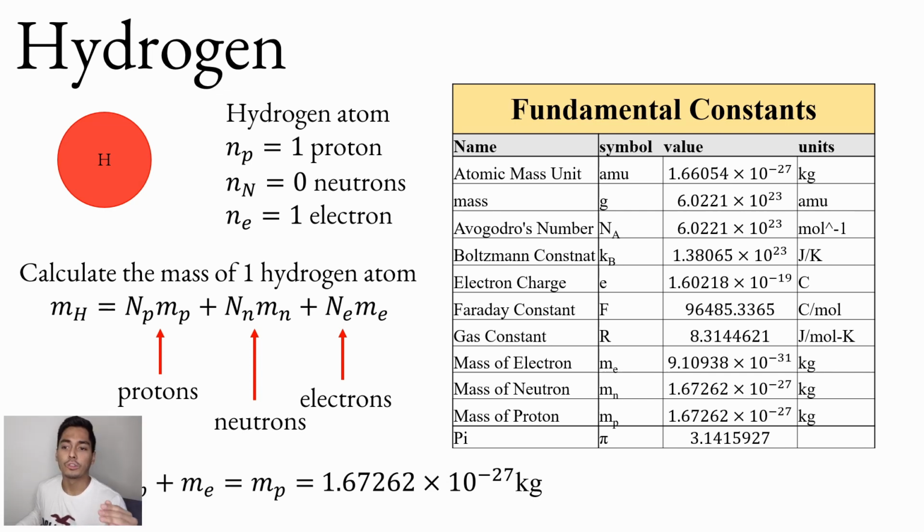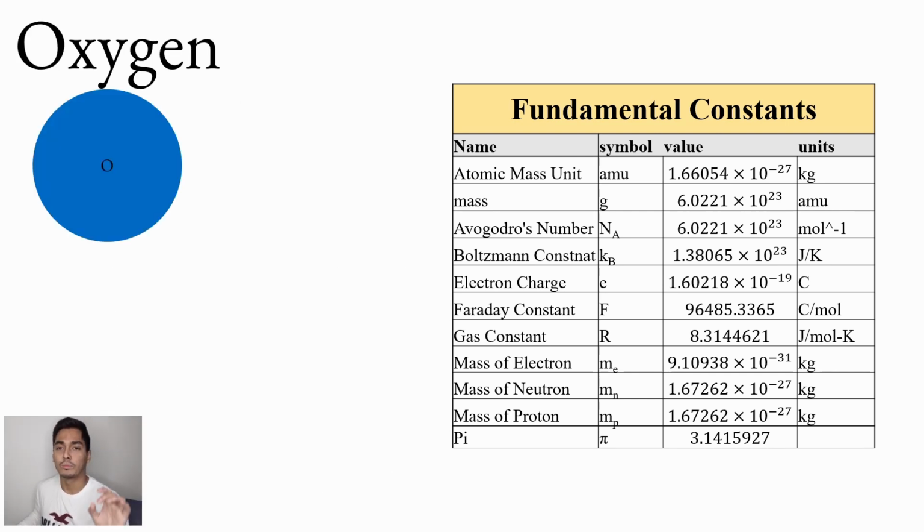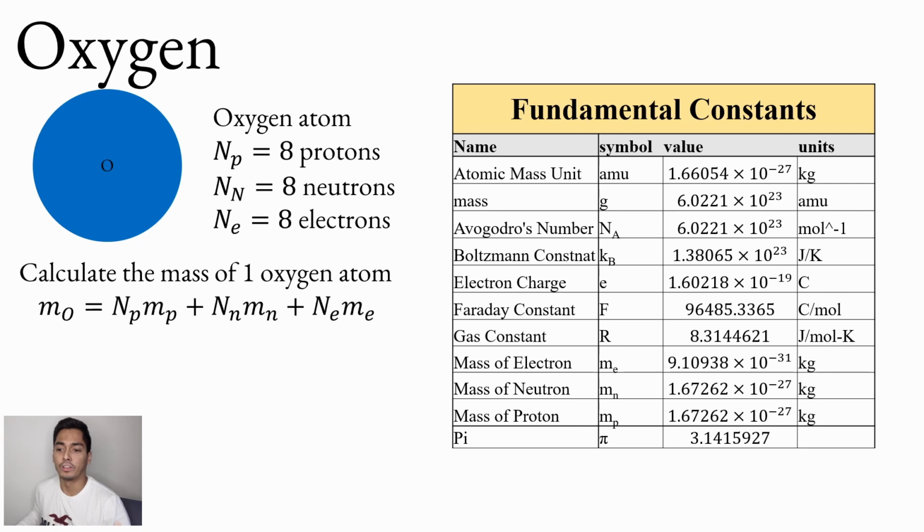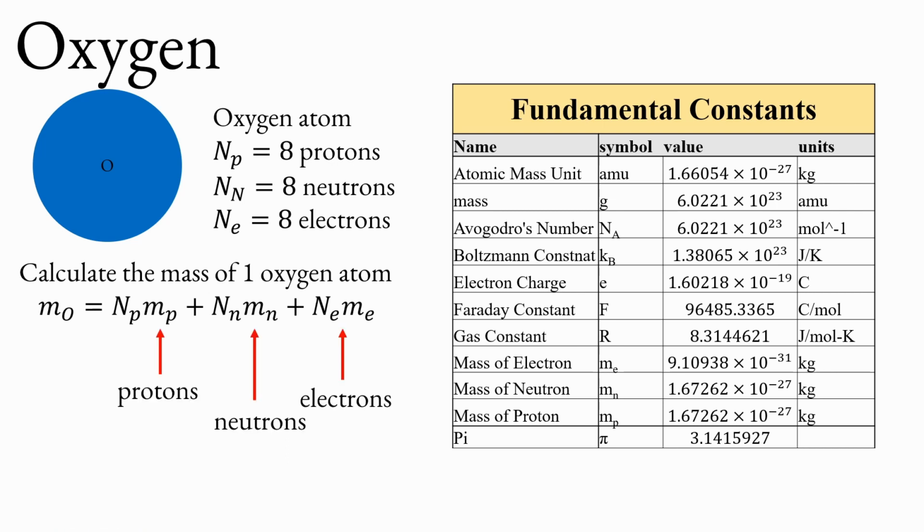Let's do one more, so let's do oxygen. Oxygen is going to be a larger atom. It has 8 protons, 8 neutrons, and 8 electrons. So again, we're going to add up the number of protons, neutrons, electrons in the system. And again, we're going to neglect the mass of the electron. You can add it if you want to, but you're going to realize that you can neglect it and still have an accurate answer. So the mass of one oxygen atom is 2.67 times 10 to the minus 26 kilograms. So that's a very, very small mass.